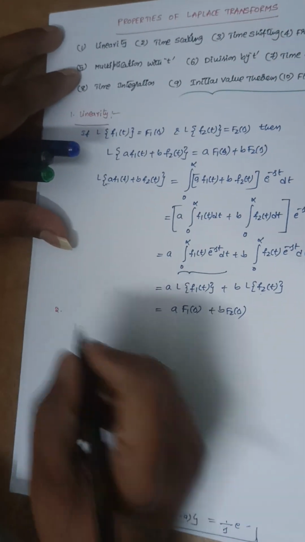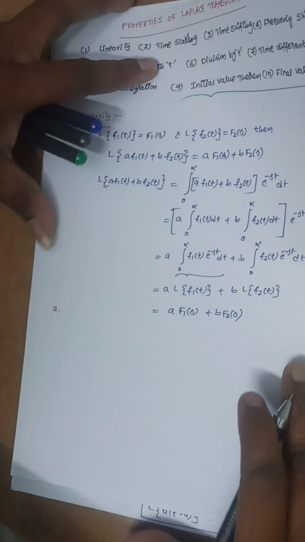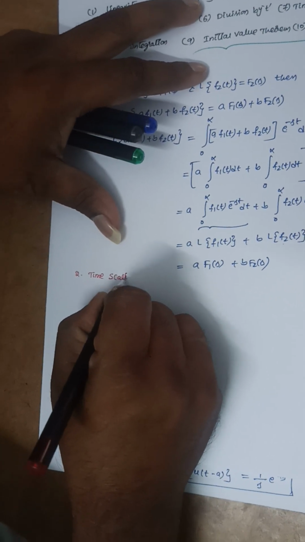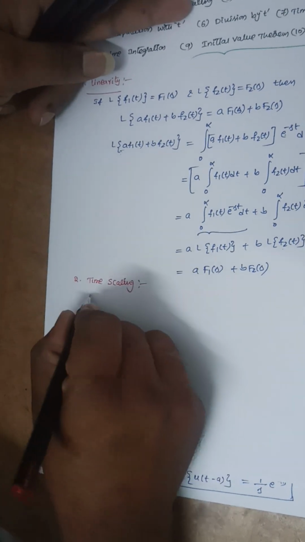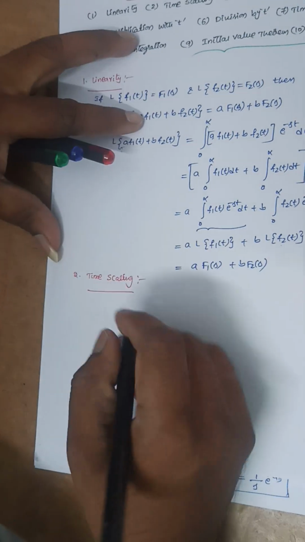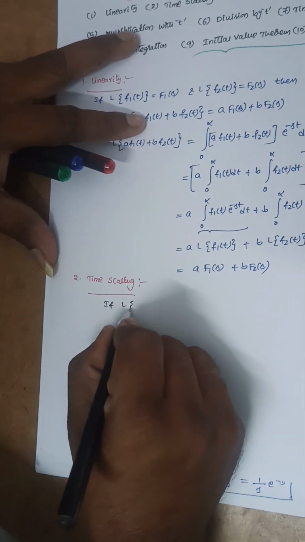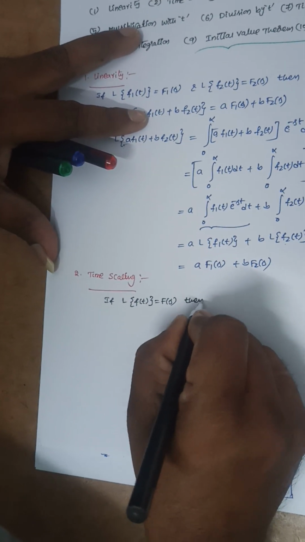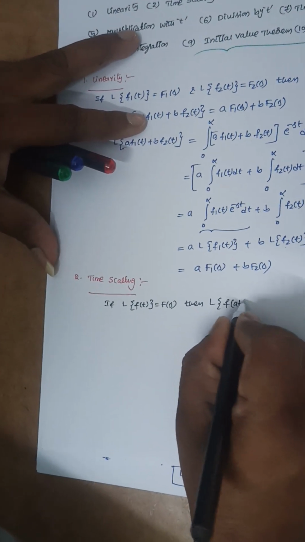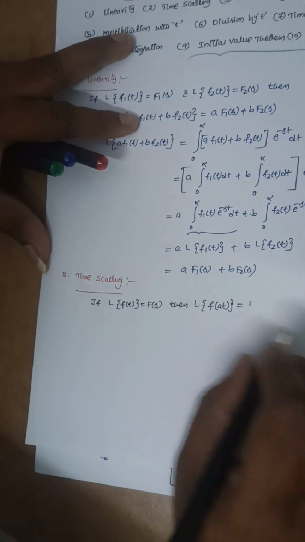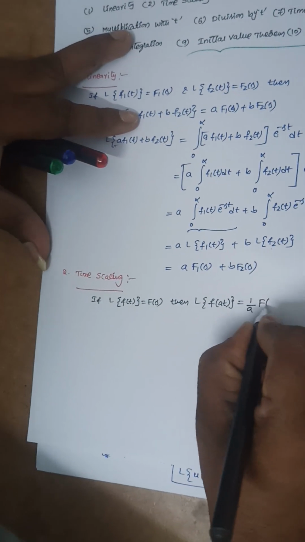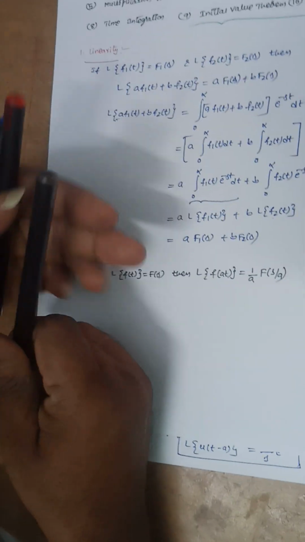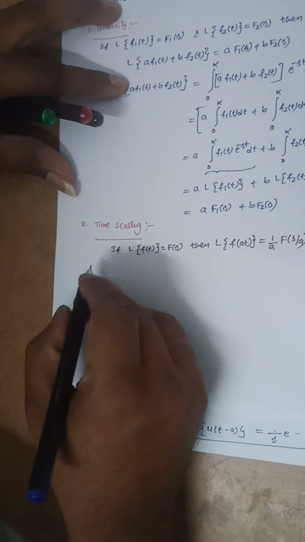Second one is time scaling property. What is this time scaling property? If the Laplace transform of f of t is equal to F of s, then the Laplace transform of f of at is equal to 1 by a into F of s by a. This is the time scaling property of Laplace transforms. Let me derive the proof for it.